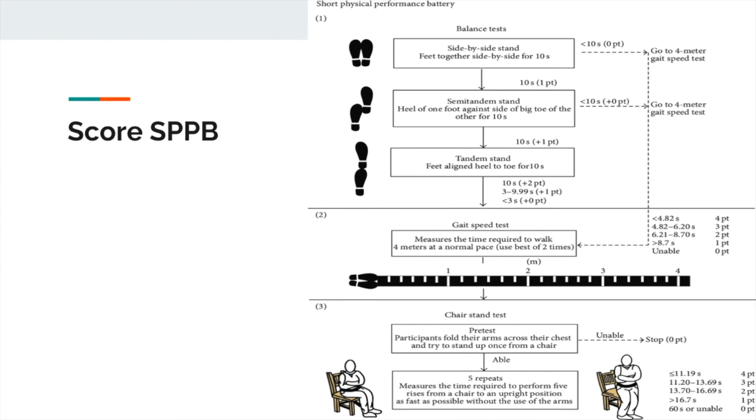This table shows the normal cutoff points for each test. The maximum score is 12 points, and a score of less than 8 points indicates poor physical performance.